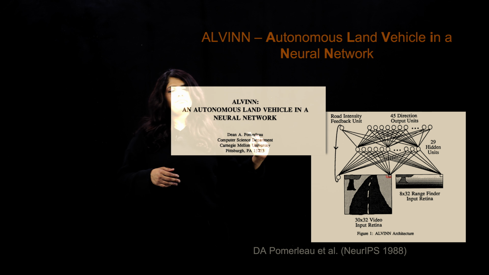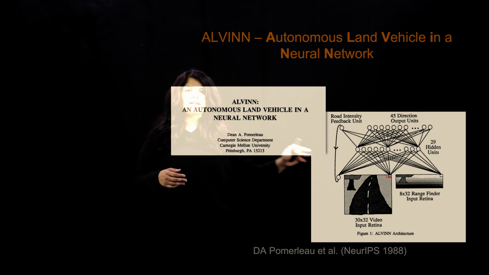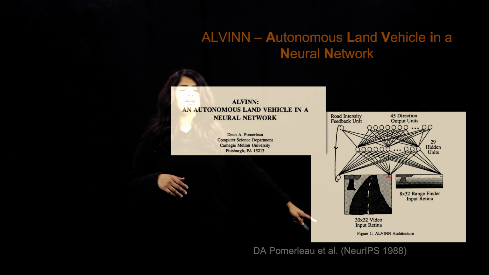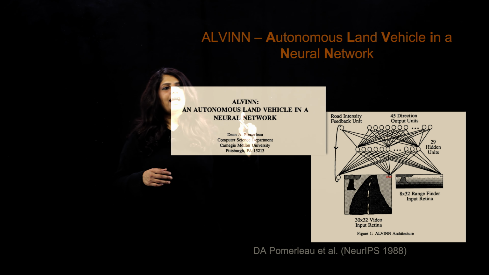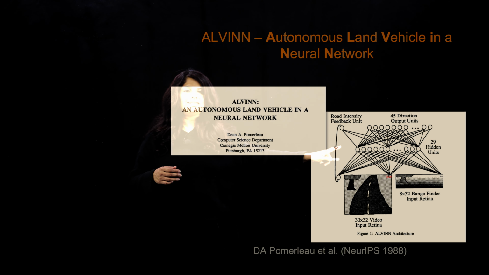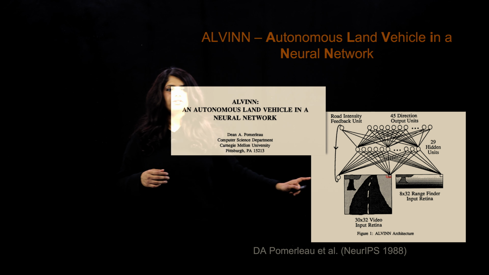Project Alvin made use of a 3-layer neural network, which again is really cool when we're thinking about this project having come from the 1980s. And if you pay attention to these different layers, we are only having a single hidden layer right here that has 29 hidden units. And the input images were 30 by 32 resolution.